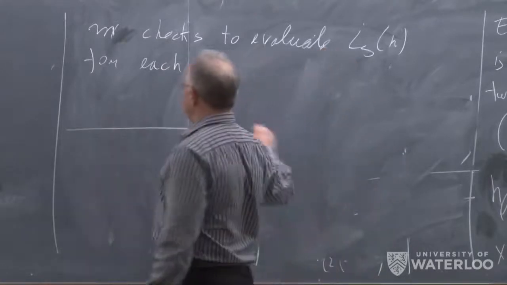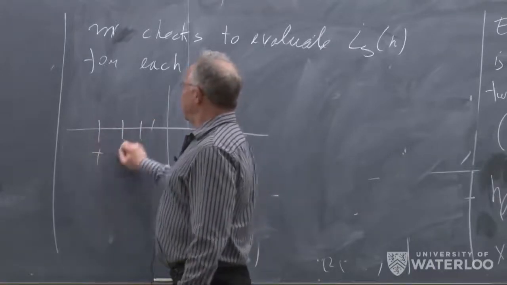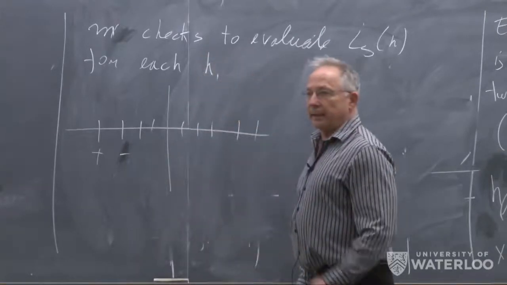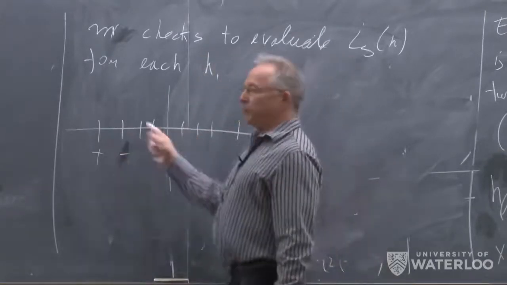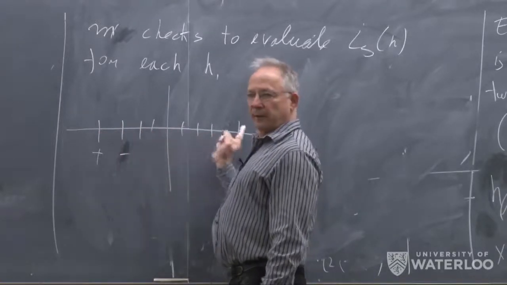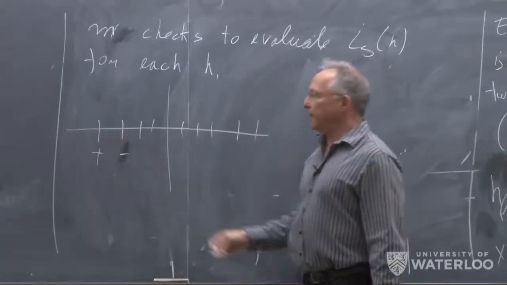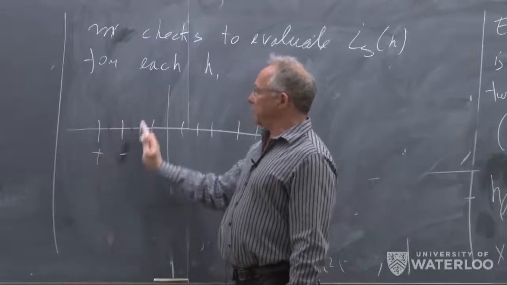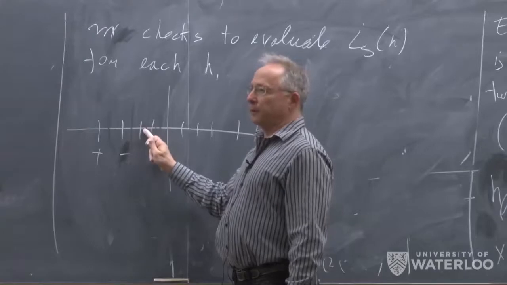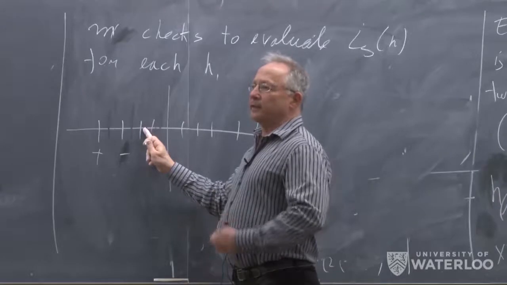You see, if I have an H here, and I have my points, and some of them are labeled plus, some of them are labeled minus, and I want to evaluate its error. In principle, I have to check every point, whether it's an error or not, M checks. But if I arrange the points in order, and then I just move the H each time by one step, then at each step, I only have to check one point. By moving in this direction, did I gain or lose an error point?